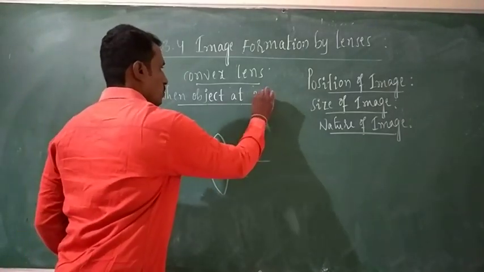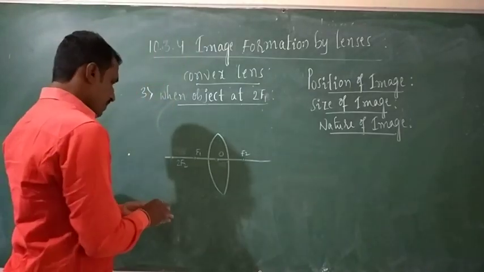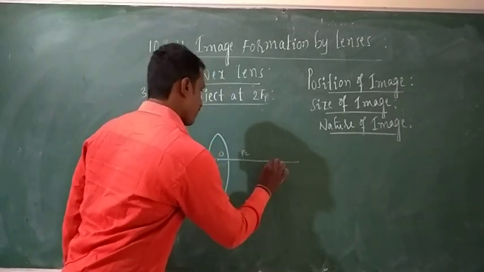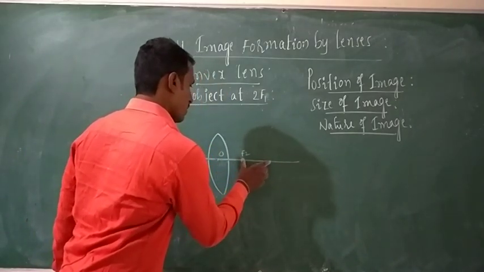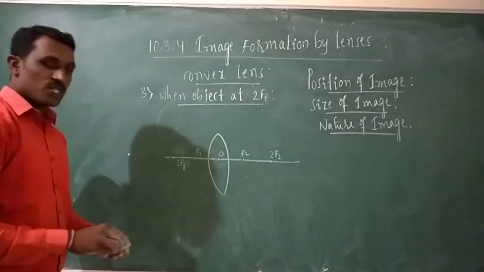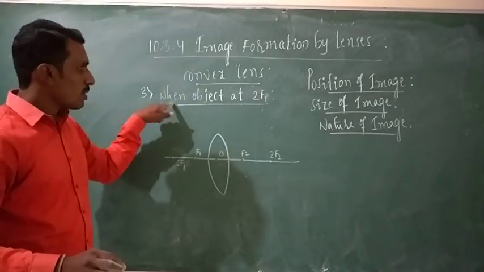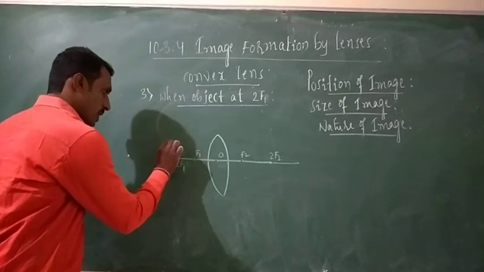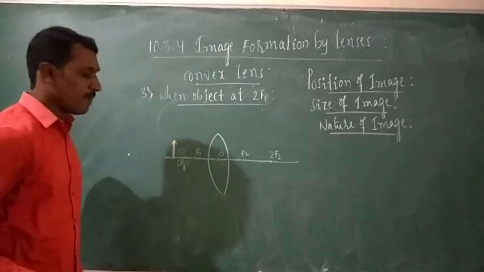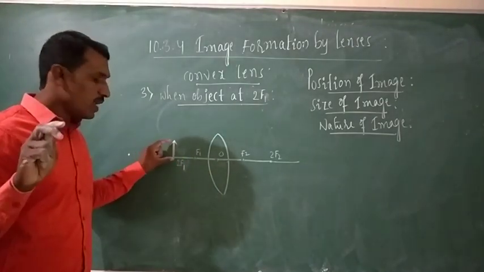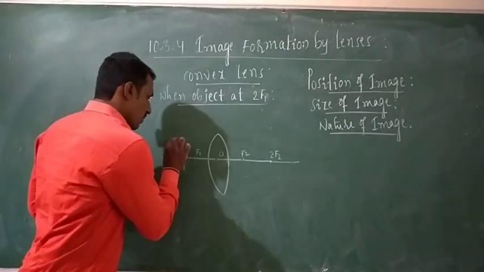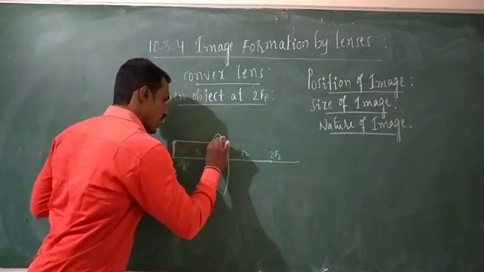When object is at 2f1. This is 2f1, f2, and this is 2f2. Shall we place object at 2f1 now? Yes. I am placing object at 2f1, exactly at 2f1. How many light rays we need to reproduce this object? Minimum 2 light rays. I will take first light ray which passes parallel to principal axis.